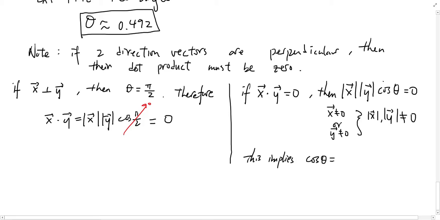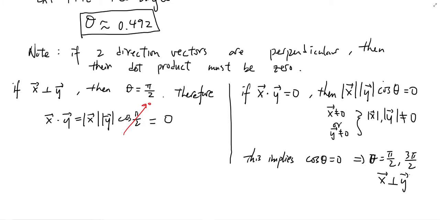And if that's the case, then the only conclusion is that cosine theta must equal 0, and therefore theta must equal either pi over 2 or 3 pi over 2, which in both cases indicates that vector x and vector y must be perpendicular, because they either form a 90 degree angle or a 270 degree angle, whose other part of the angle is 90 degrees. So in both cases, the two direction vectors are perpendicular.